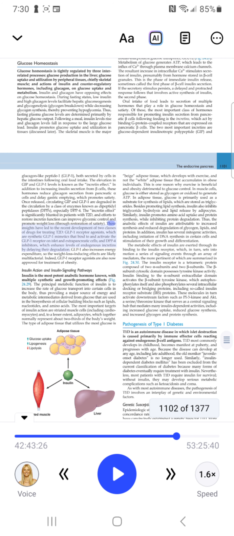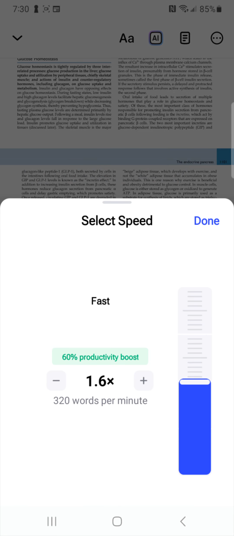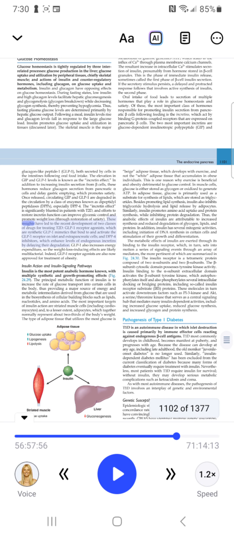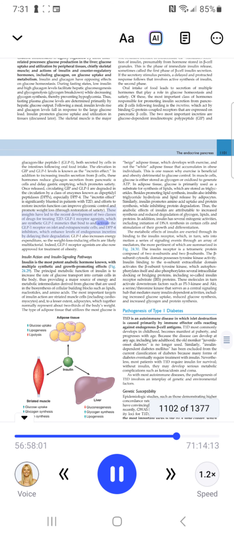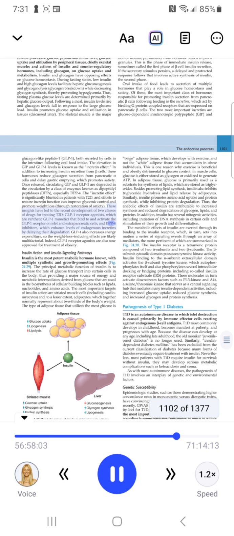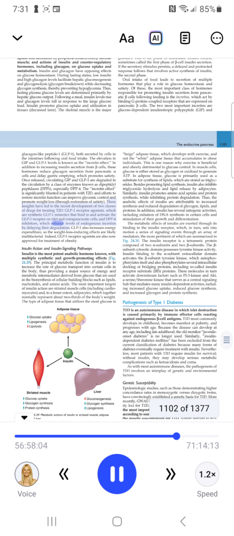These insights have led to the recent development of two classes of drugs for treating T2D: GLP-1 receptor agonists, which are synthetic GLP-1 mimetics that bind to and activate the GLP-1 receptor on islet and extrapancreatic cells, and DPP-4 inhibitors, which enhance levels of endogenous incretins by delaying their degradation.